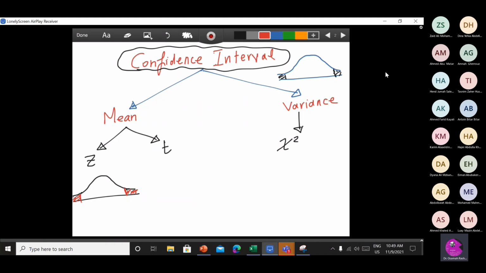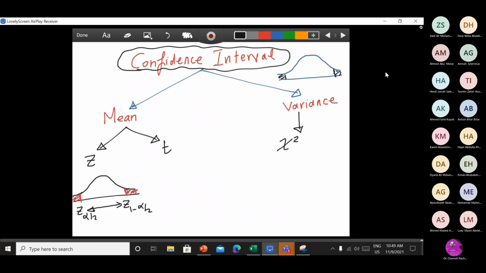So what is Z in this case? We have Z here for what? Yes, Z of alpha over 2. And what is the Z here? It is Z of 1 minus alpha over 2. Yes, this is the confidence interval. This is what? This is the confidence interval, okay? For the normal distribution. But I'm talking about the mean.